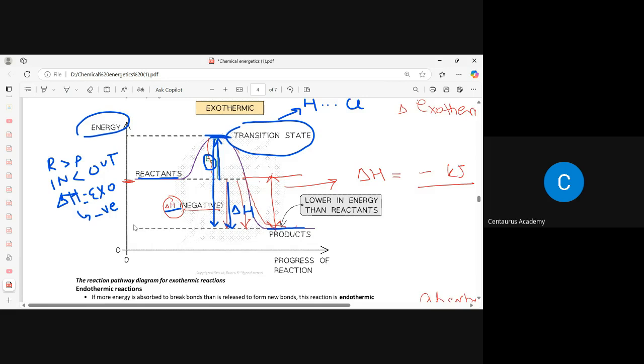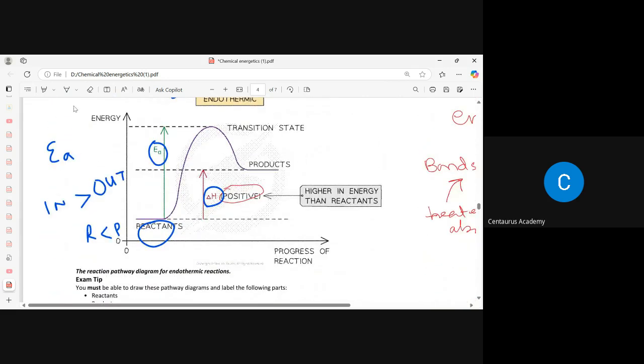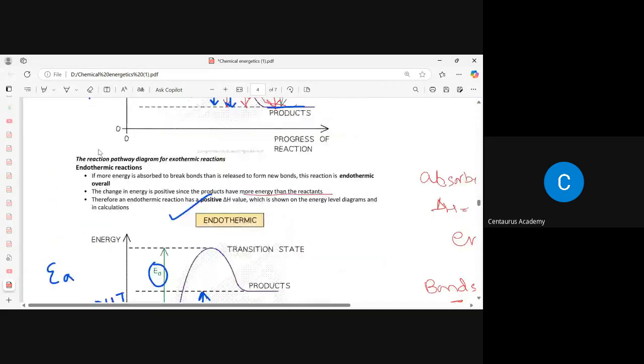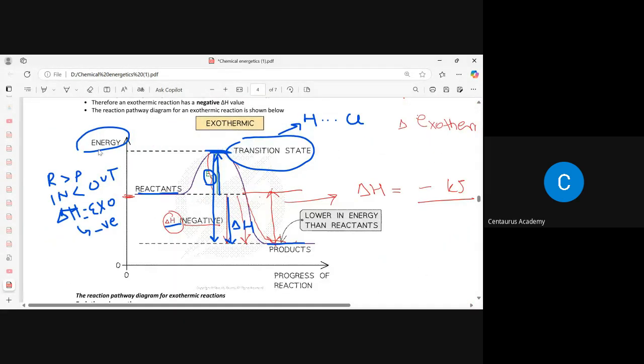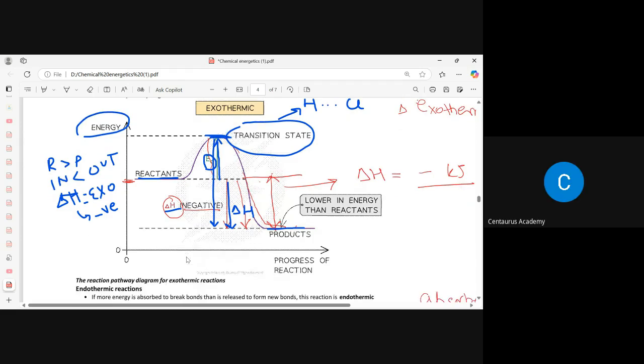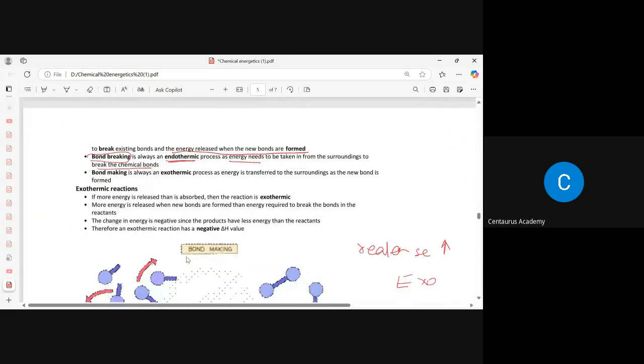But if you look into the endothermic reaction, the final product energy is greater than the reactants, which is why the arrow points upwards. So the delta H value has to be positive. We are going from less energy to greater energy, from reactants to products, right? So delta H has to be positive in endothermic reactions, whereas it has to be negative, that is a downward pointing arrow, in exothermic reactions. Clear? Yes, Miss. Okay.